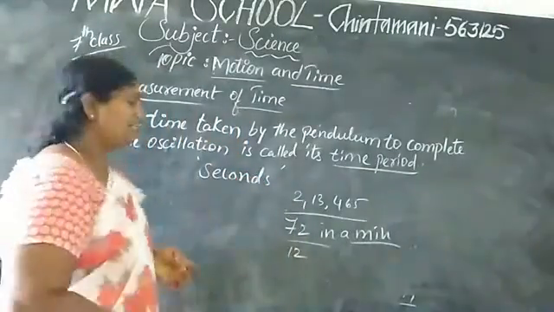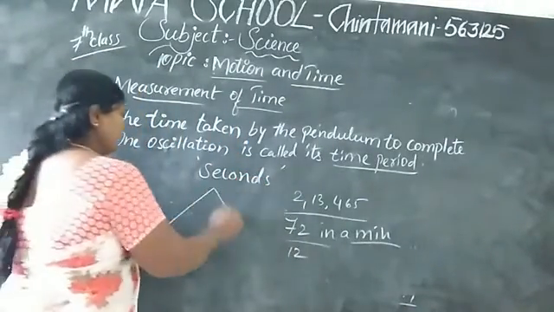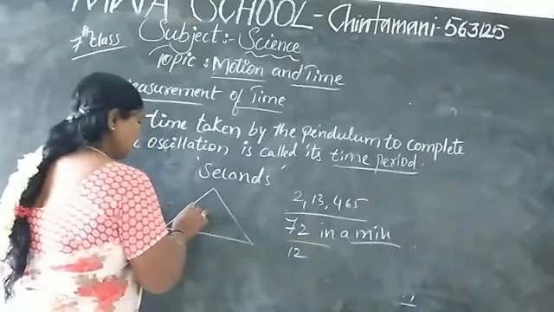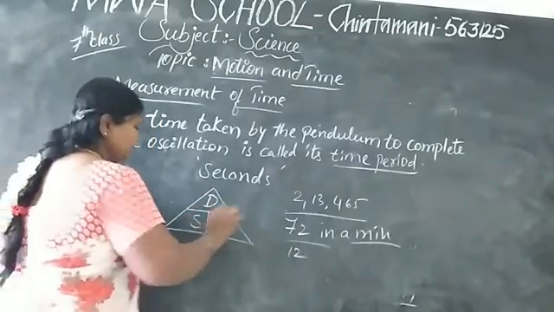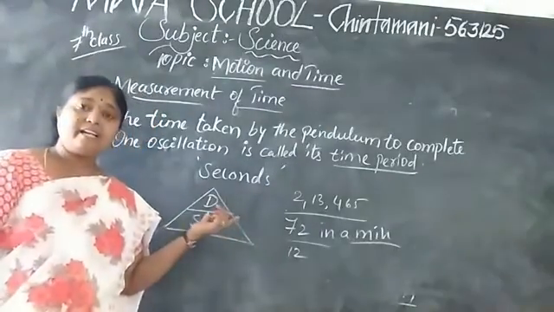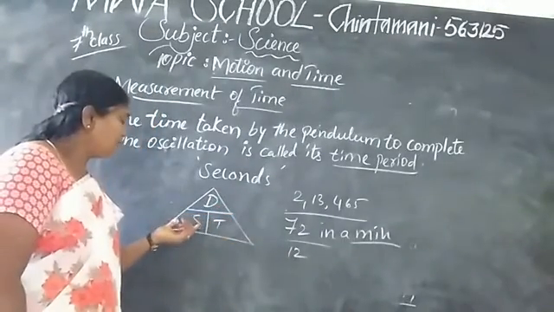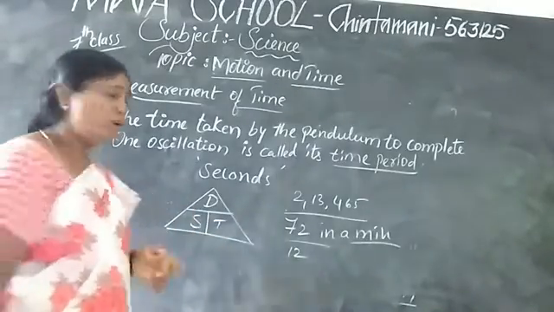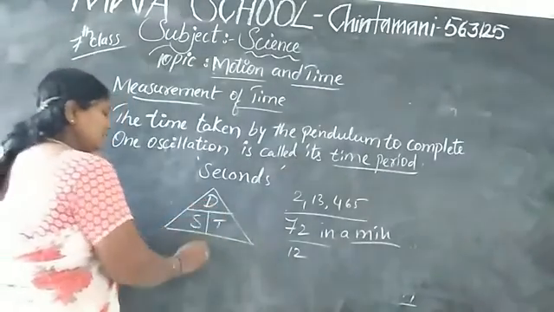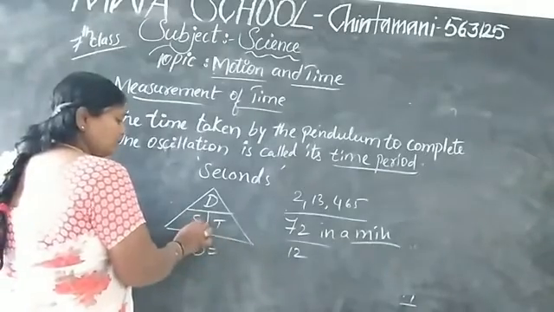So, for that, make a triangle and mention D, S, T. What do you mean by D? Distance. What do you mean by S? Speed. What do you mean by T? Time. So, if you want to calculate the distance, it is equal to these two.